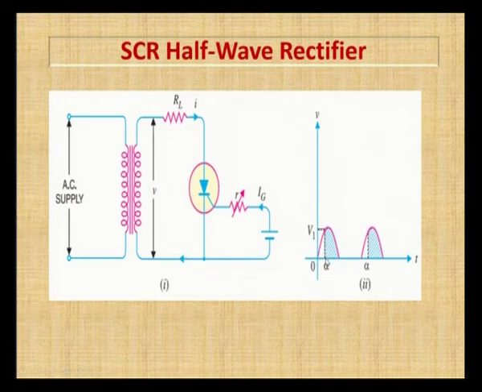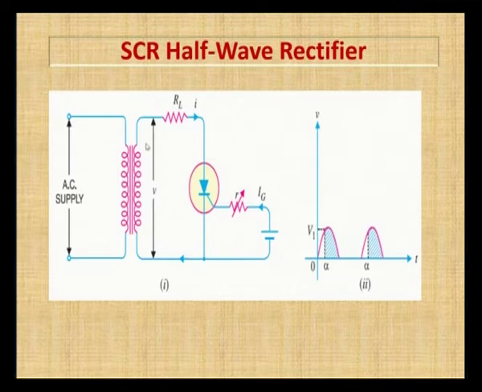The angle at which the SCR starts conducting is called the firing angle, and from the firing angle we can find the conduction angle. This is the 180 degree. The only conduction part is the shaded part here. After the firing angle only can the SCR conduct. So the conduction angle will be 180 degree minus alpha, the remaining part, this is the conduction part. So the conduction angle of an SCR half wave rectifier is 180 degree minus alpha.